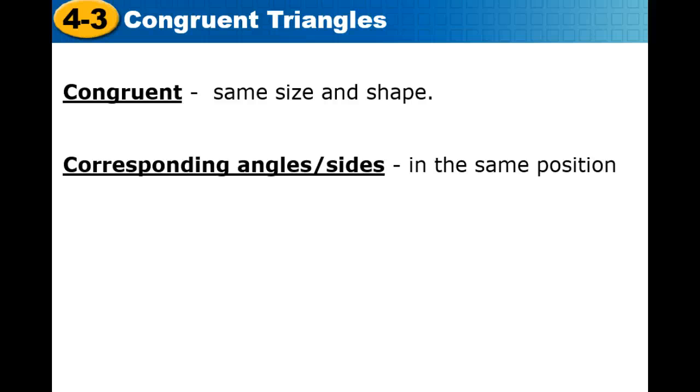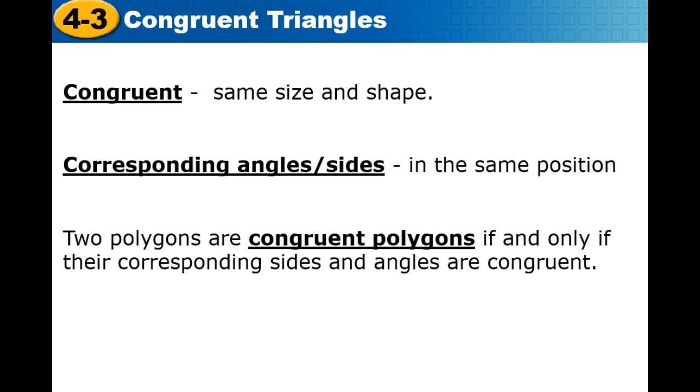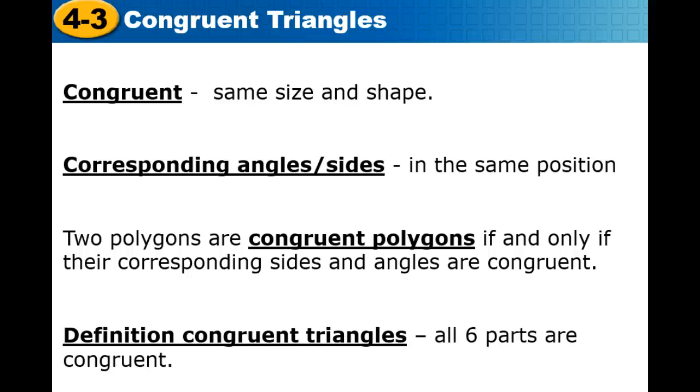Give yourself some hints. The next thing I want you to write down is that polygons are congruent if and only if their corresponding sides and angles are congruent. And lastly, let's write down the definition of congruent triangles. You can abbreviate this DEF period if you want to. Definition of congruent triangles says that all 6 parts must be congruent. That means 3 angles, 3 sides. Pause the video, get it written down.